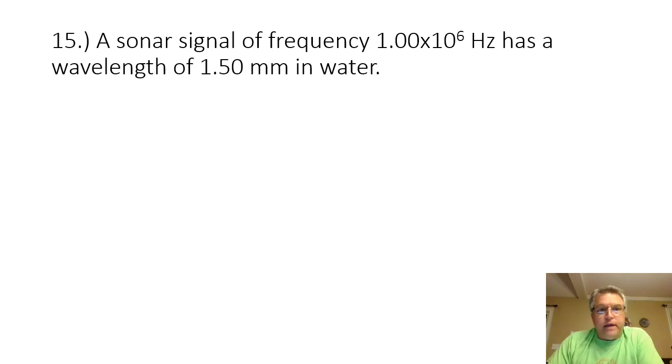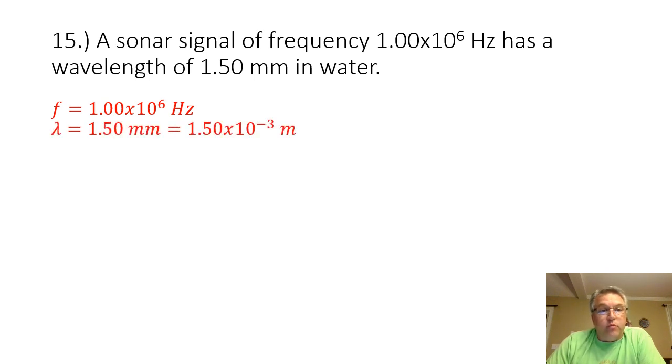Problem 15. A sonar signal of frequency 1.00 times 10 to the 6th hertz has a wavelength of 1.50 millimeters in water. So I am given the frequency of 1.00 times 10 to the 6th hertz. I am given the wavelength of 1.50 millimeters, and I know I need to convert from millimeters to meters. So converting that to meters will give me 1.50 times 10 to the minus third meters.